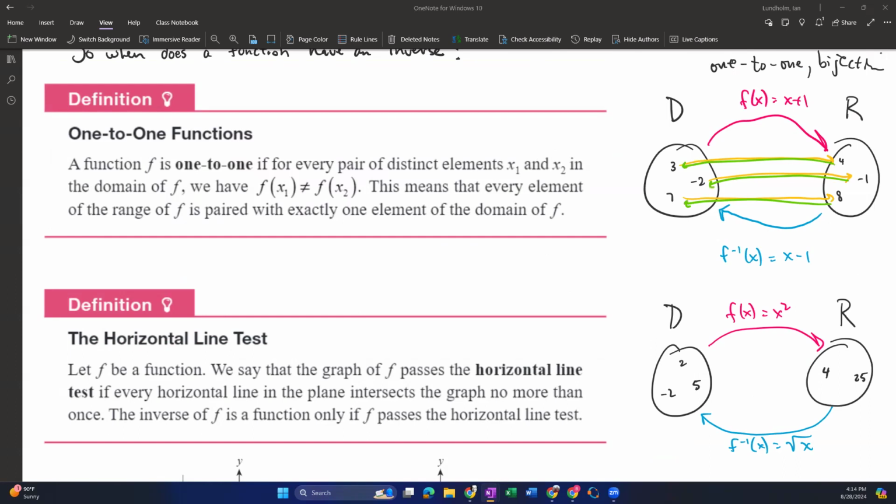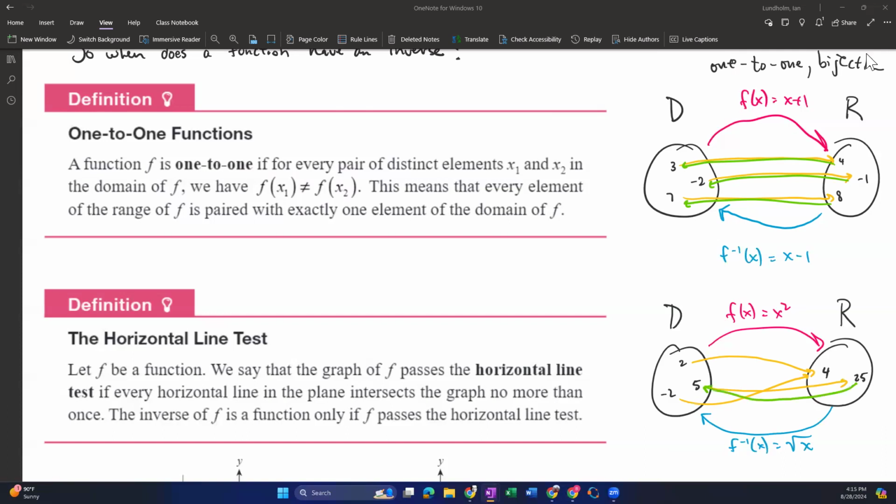But when we look at that second example where we had parabolas, let's look at the mapping. From the domain, 2 squared would get mapped to 4. 5 would get mapped to 25, and then -2 gets mapped to 4 as well. X squared is a perfectly fine function, but the problem is when you try to define the inverse.